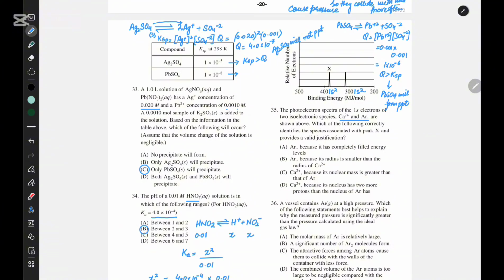So now calcium ion is having how many electrons? After losing 2 electrons, it is having 18 electrons. Argon is also having 18 electrons. Now, it is giving the binding energy for 1s2. So, it is the energy required to remove electrons. As both are having the same number of electrons, but which is having the higher binding energy? You can see X is having the higher binding energy.